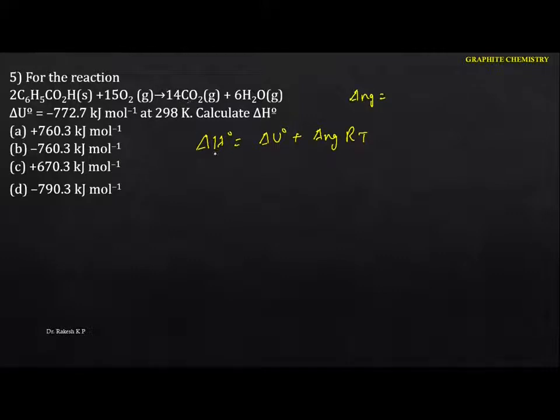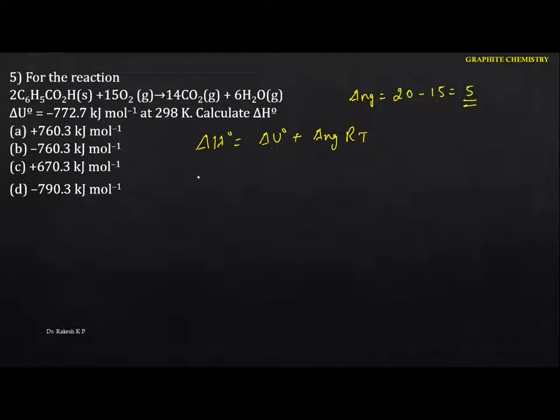The number of gaseous products minus the number of gaseous reactants. So here you just identify that it is 14 plus 6, this will be 20, the product side. And for the reactants you have to identify only the gaseous ones, that is 20 minus 15, so the delta n of g value becomes 5.